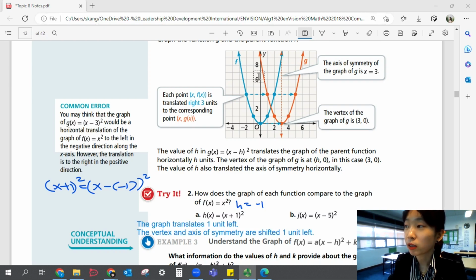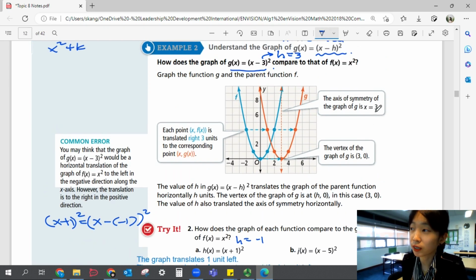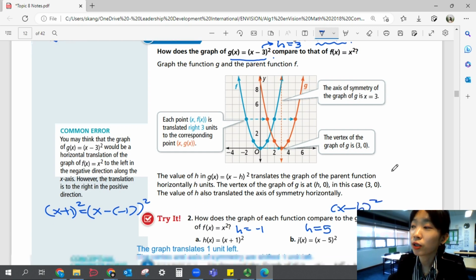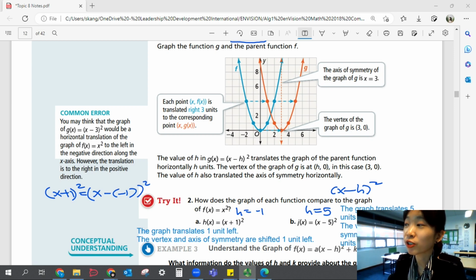Okay, what about j of x? You see x minus 5 inside the parentheses. So if you look at the form of horizontal translation, x minus h squared, your h is positive 5, right? So you are translating 5 units to the right. So the vertex and the axis of symmetry are also shifted 5 units right.